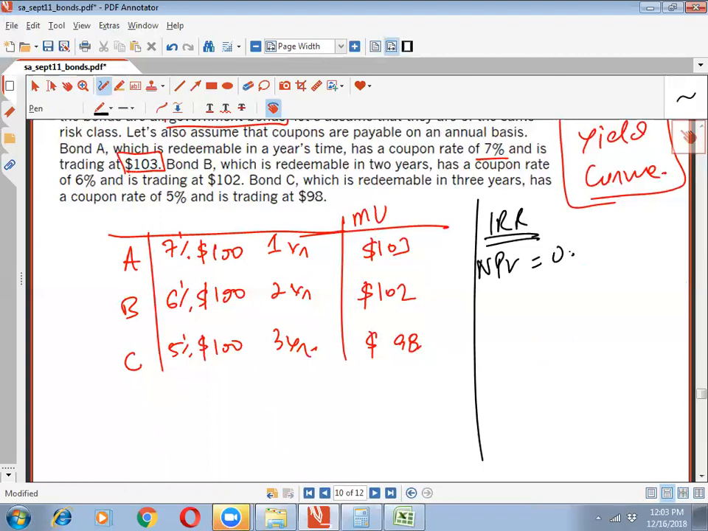So we can also say IRR is the discount rate at which PV of inflow is equivalent to PV of outflow. Is that also fine? So we can say IRR is the discount rate at which present value of inflow is equivalent to present value of outflow.